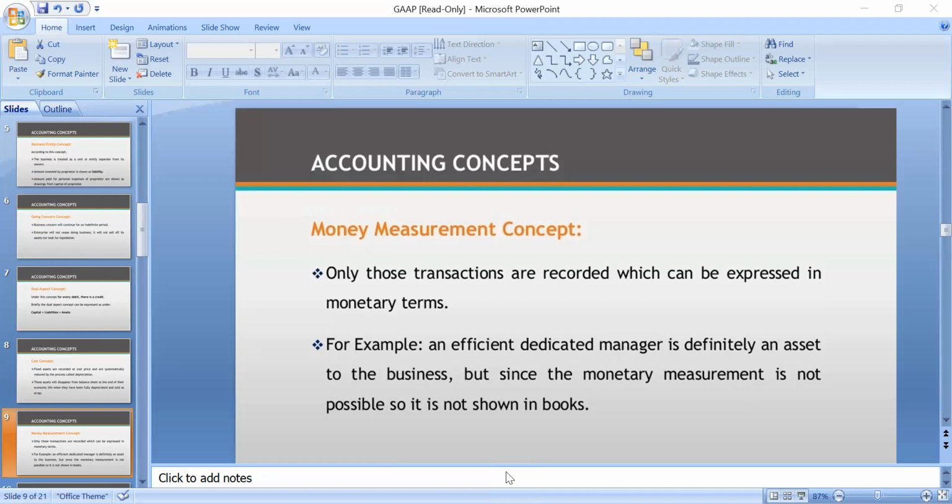Yes, we are talking about the money measurement concept. This concept says that only transactions which can be expressed in terms of money can be recorded in the books of account. Other transactions may be important for the business, but if they cannot be expressed in terms of money, they cannot be recorded. For example, an efficient dedicated manager is definitely an asset to the business, but since monetary measurement is not possible, it is not shown in the books of account.